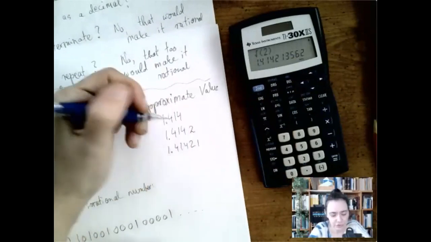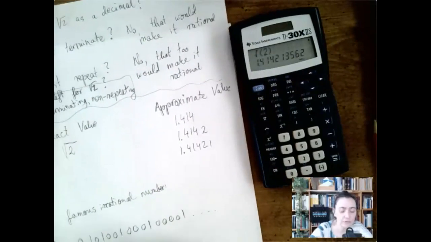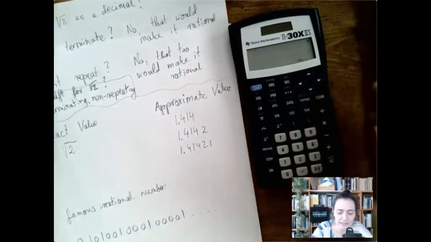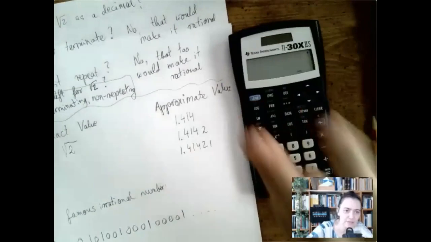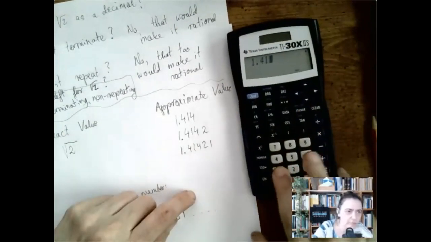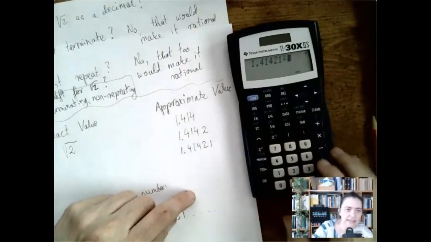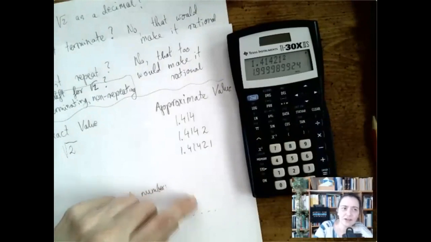These are just better and better approximations. None of them is the exact value. You can grab any one of them and square it. It's always going to be a little bit less because there are more decimals added. So we're under 1.41421 squared. Close, but no cigar.